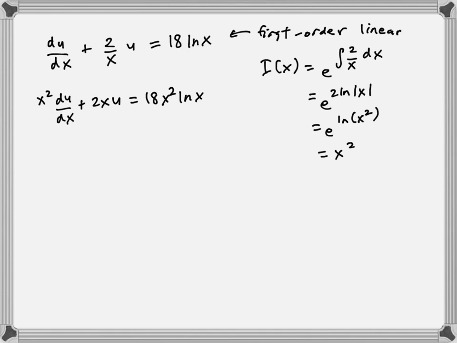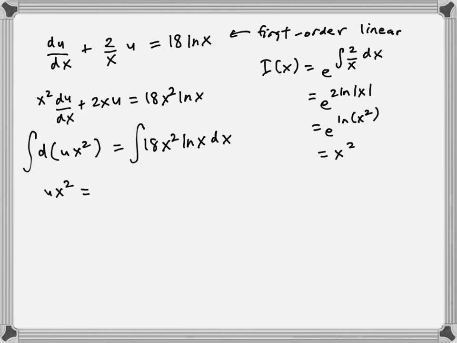Okay. Now what? This whole left side, remember, this is just the derivative of u times x squared. And the right side is 18x squared ln of x dx. And I'm going to integrate both sides. So this is a separable differential equation. How do you integrate this? So we end up with the following. The left side just becomes u x squared. Now, what about the right side?